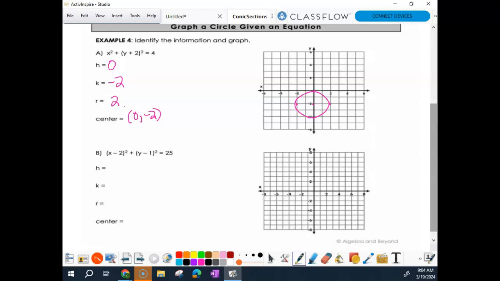So what's the H on B? Positive or negative? Right, it's positive. If it's negative, that's when it's a plus in the middle, okay? So this one is 1. So the radius is going to be the square root of 25, which is 5. My center is 2, 1. So 2, 1. And then I'm going to count out 5 in all directions and get my circle.